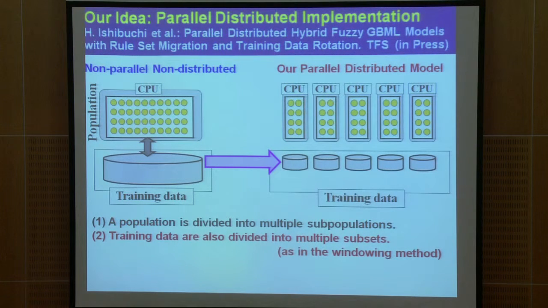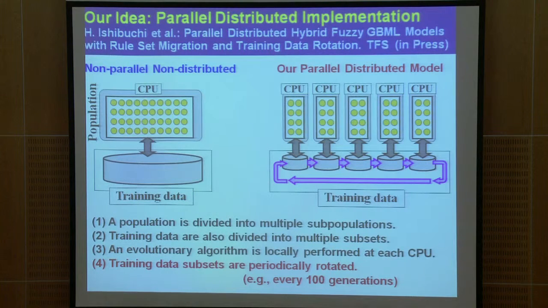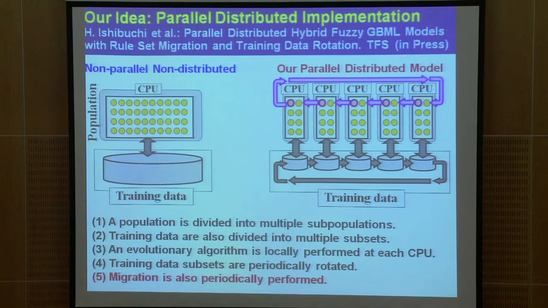Then the training data are also divided into multiple subsets. Here we have 5 training data subsets. This is the same idea as in the windowing method. Then an evolutionary algorithm is locally performed at each CPU. This is the same as in island model. Then the training data subsets are periodically rotated, for example, every 100 generations. And migration is also periodically performed to send a good individual to another island.